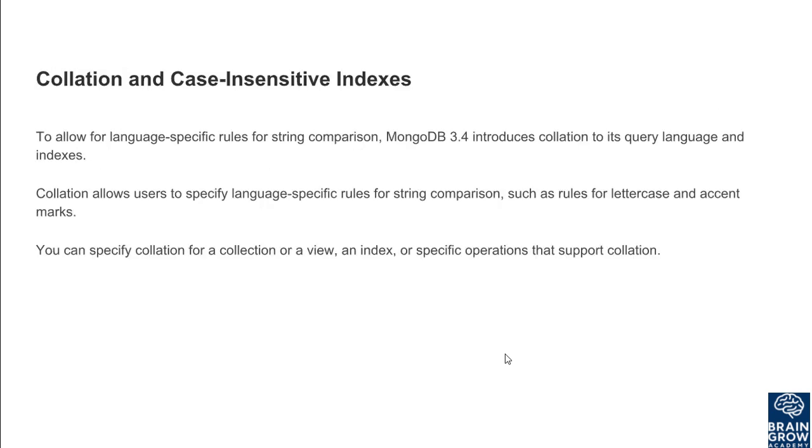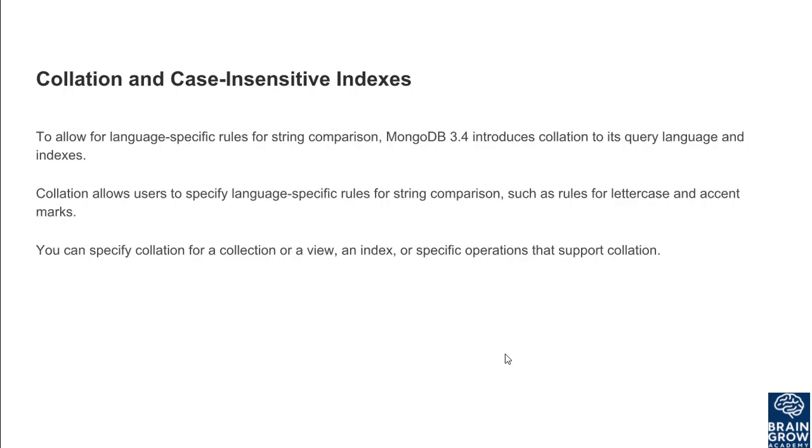The next one is collation and case insensitive indexes. To allow for language specific rules for string comparison, MongoDB 3.4 introduces collation for language queries and indexes. What is collation? Collation allows users to specify language specific rules for string comparison, such as rules for letter case and accent marks. This thing we will see in detail when we discuss.